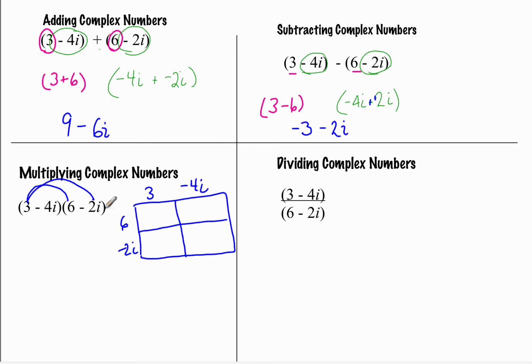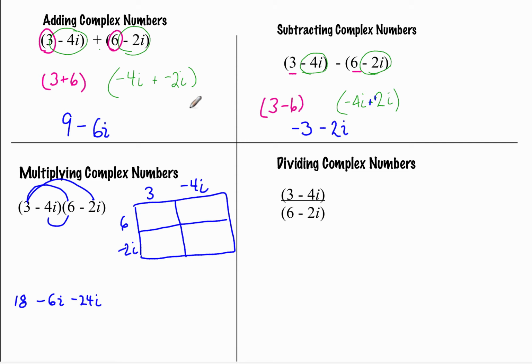Well, I still like distributing. If you like the box, go for it. But 3 times 6 is 18. Well, that's a real number. 3 times negative 2i, that's an imaginary number. Negative 4i times 6 is negative 24i.